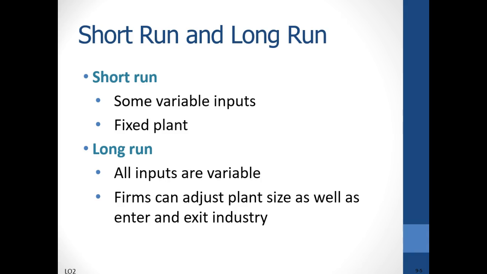The short run and the long run. The short run is a period of time that is too brief for a firm to alter its plant capacity, but it can change output somewhat by increasing or decreasing its variable inputs. The long run is a period of time that is long enough for the firm to adjust the plant size as well as enter or exit the industry. In the long run, all inputs are variable.